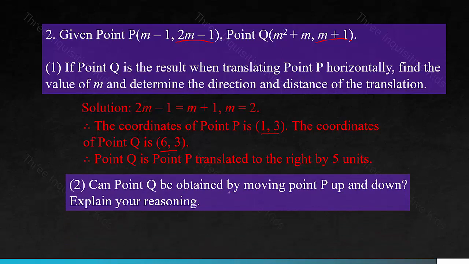Can point Q be obtained by moving point P up and down? Explain your reasoning. Well, we have to prove that point Q can only be the result of point P translating horizontally, not vertically. So how can you prove that?